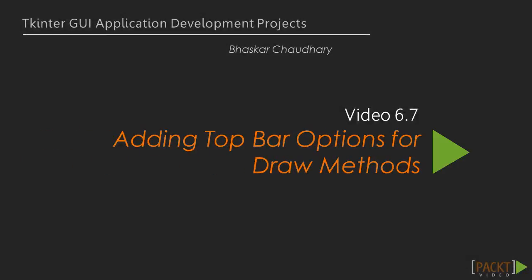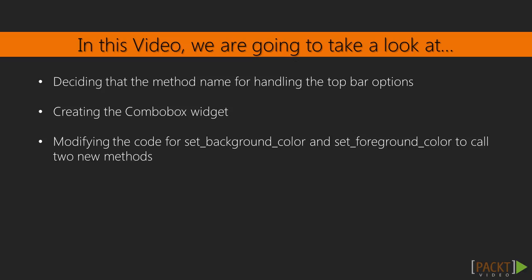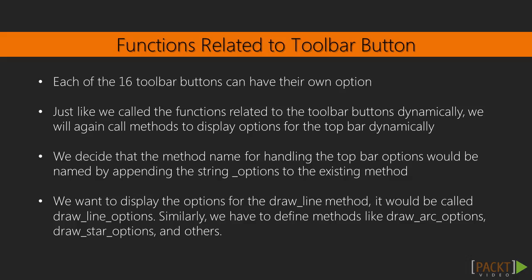Welcome to the next video of the sixth section, Adding Top Bar Options for Draw Methods. In the previous video, we have learned how to add a color palette. In this video, we'll learn how to add top bar options for draw methods. Each of the 16 toolbar buttons can have their own option.